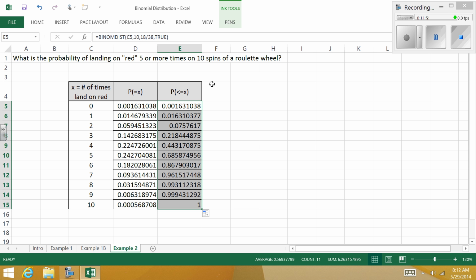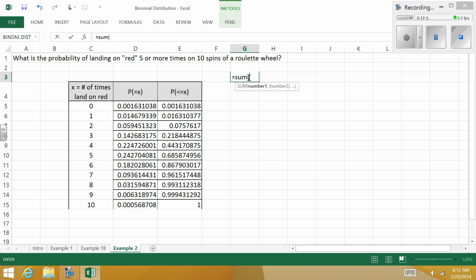Let's see. So probability of landing on red in 5 or more spins of the wheel. This value here, 0.24270, is the probability of landing on red exactly 5 times out of the 10 times. And we want 5 or more. So that would be landing on red 5 times, 6 times, 7 times, 8 times, 9 times, 10 times. And so we've got a little bit better chance than 50% of landing on red 5 times or more.